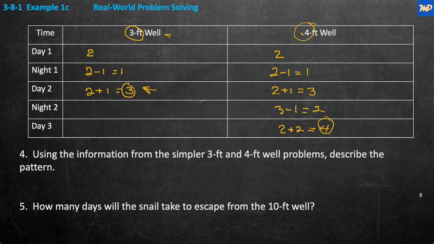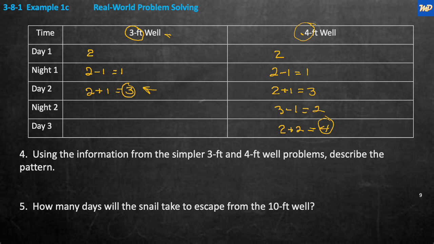So in this case, it was 4 minus 2, which is 2 full days, plus a day. Here's a full day, and then we go up this other whole full day, and then we got the last half day, right? So it says, using the information from the simpler 3 and 4 problems, describe the problem we just did.